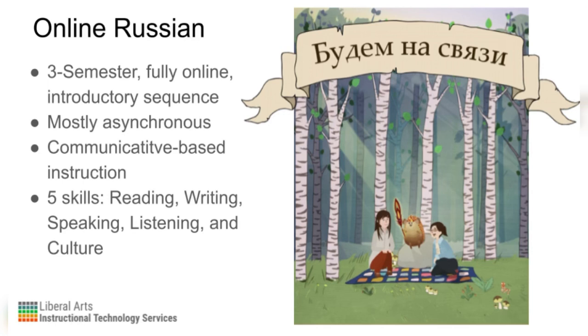I'll talk about that. The instruction is communicative based, meaning I try to teach students not just how to read and write, but to communicate in Russian. So that if they go to a place where Russian is spoken, they will know how to say some things, like go to a cafe, go to a bazaar, and how to just talk to people in basic language. And we cover 5 skills: reading, writing, speaking, listening, and culture.